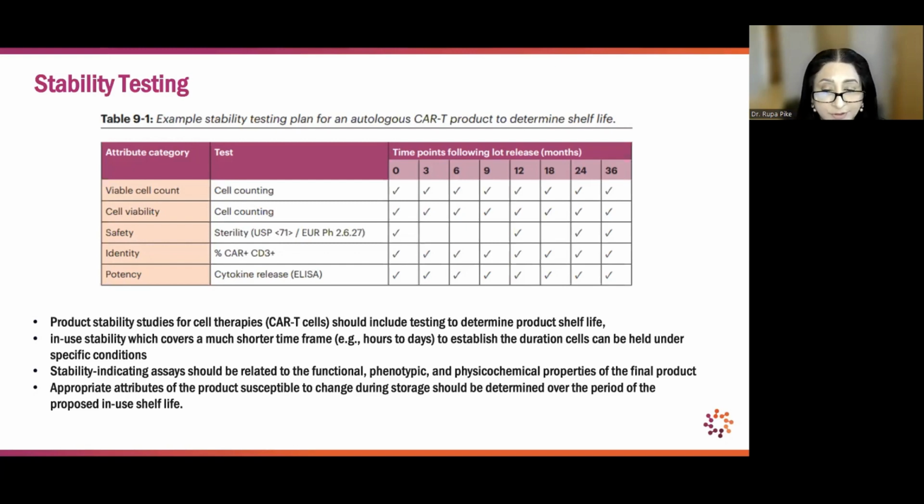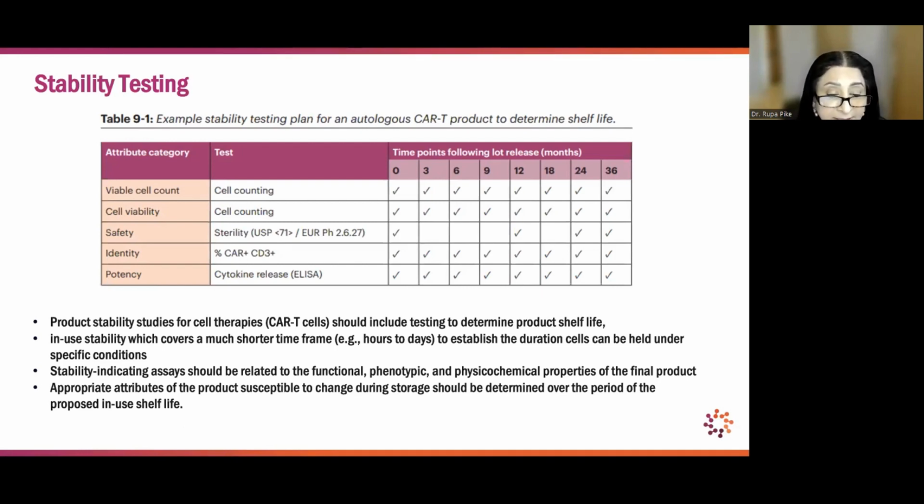So there are two types, right? In-use stability and stability testing to support shelf life. The purpose of in-use stability testing is to establish a period of time during which the product can be used while retaining quality within accepted specification once the container or the bag or the vials or any of those cell vessels that the cells are cryopreserved in. In-use stability is critical for delivering reproducible results for cell therapy products, both fresh as well as cryopreserved.